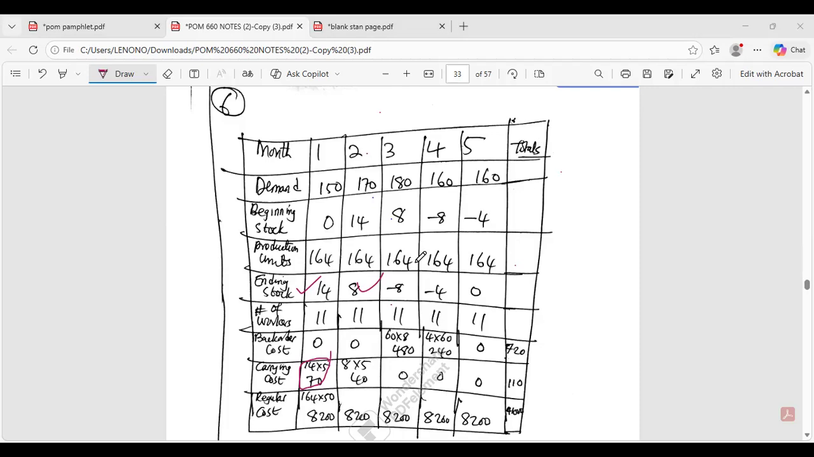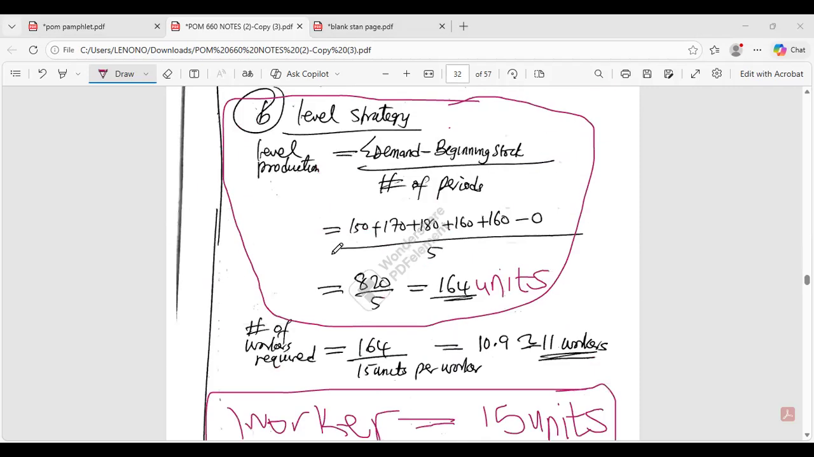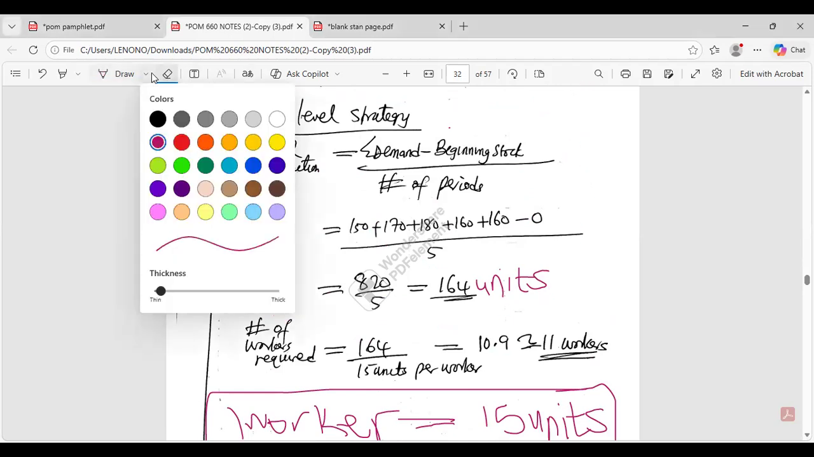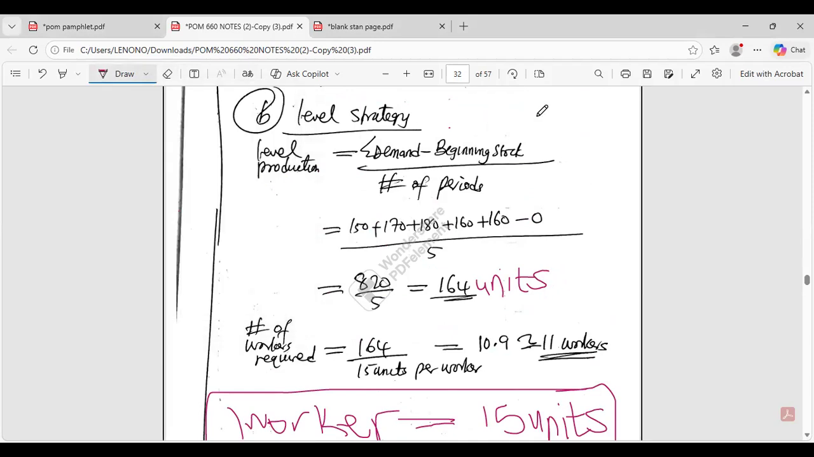Okay, so whatever you are doing here, your production is this formula here. Under level strategy, since we have a constant workforce, you find that sometimes if you want to produce a certain number of production, you are short of workers.